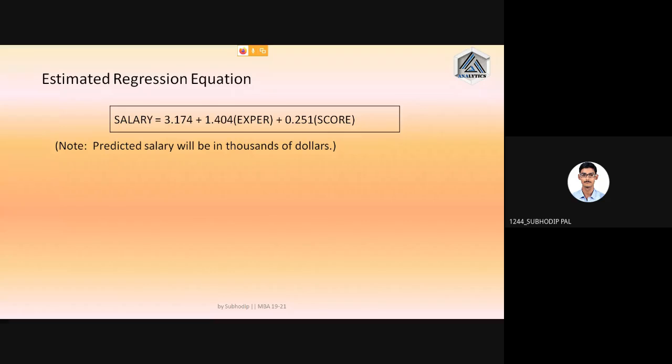So it will start like this. When test score is fixed or constant, then 1 unit change of experience will increase the salary by 1.404.